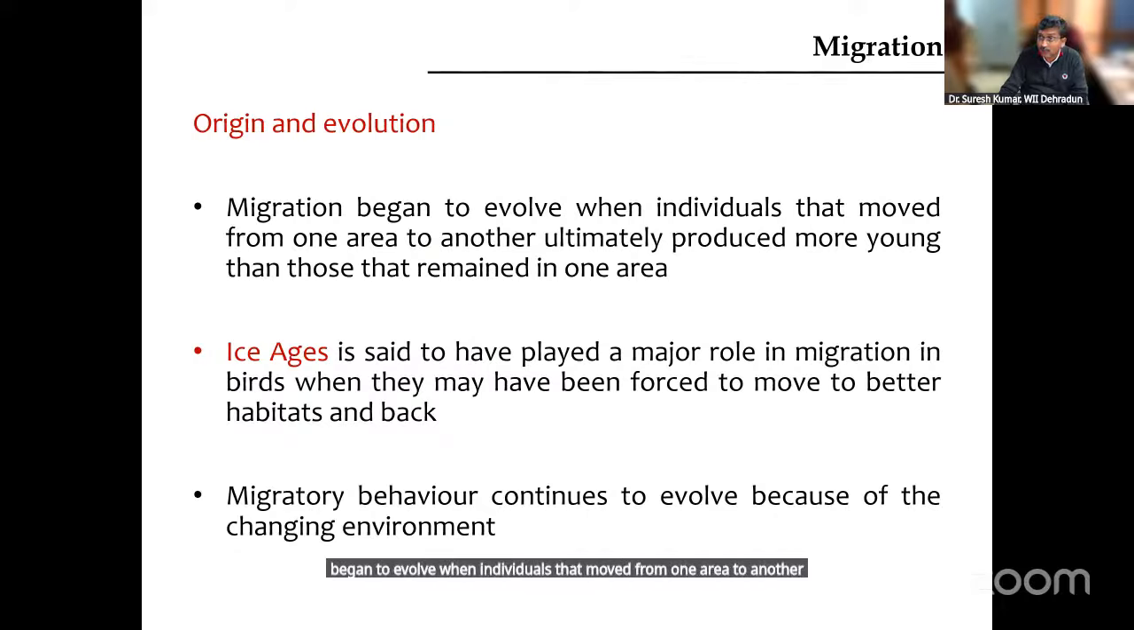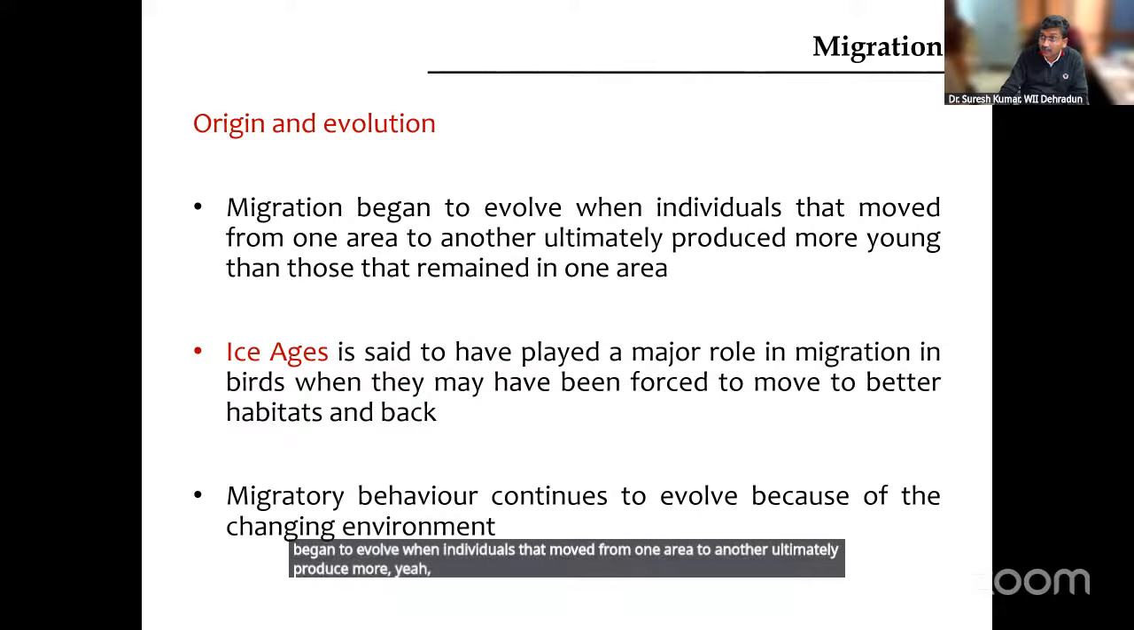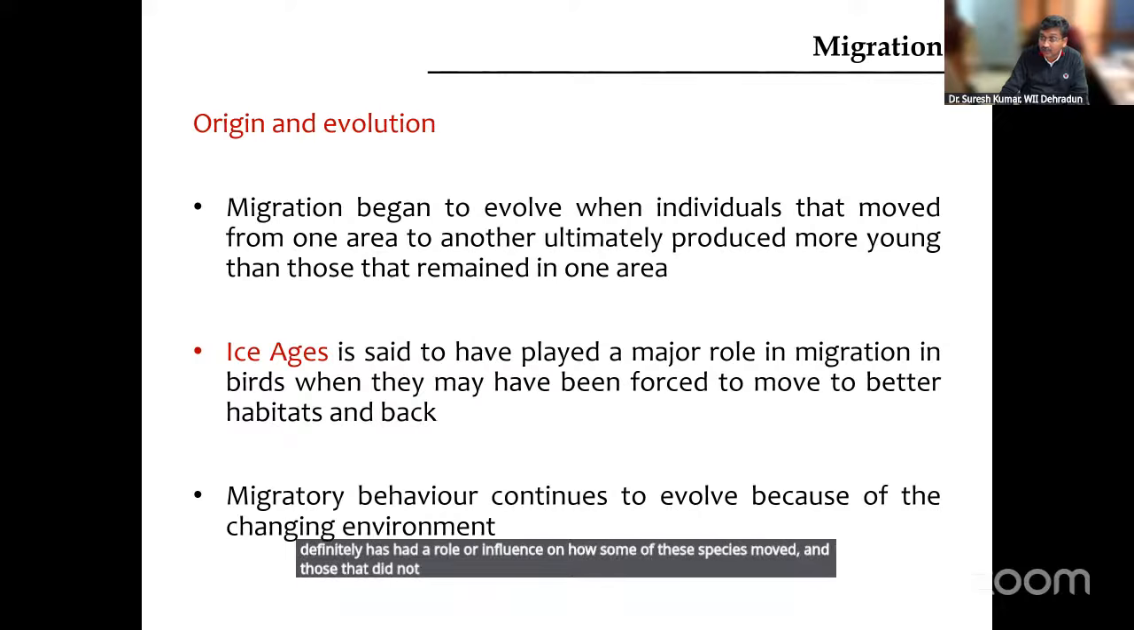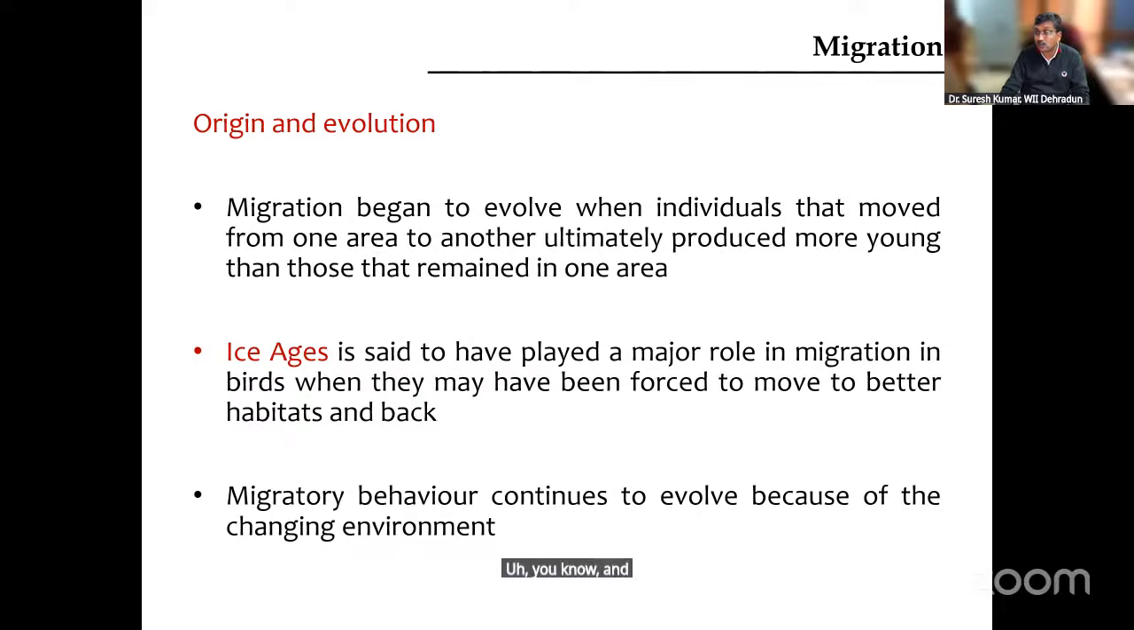Migration began to evolve when individuals that move from one area to another ultimately produce more young, that those that were more successful in raising young than those that remained in one area. Okay, so definitely this has been one of the reasons how this migration has evolved. The last ice age, maybe 10,000 years ago, definitely has had a role or influence on how some of these species moved, and those that did not move perished, but those that moved, and where they moved, forcing them to move to better habitats, has shaped migrations.